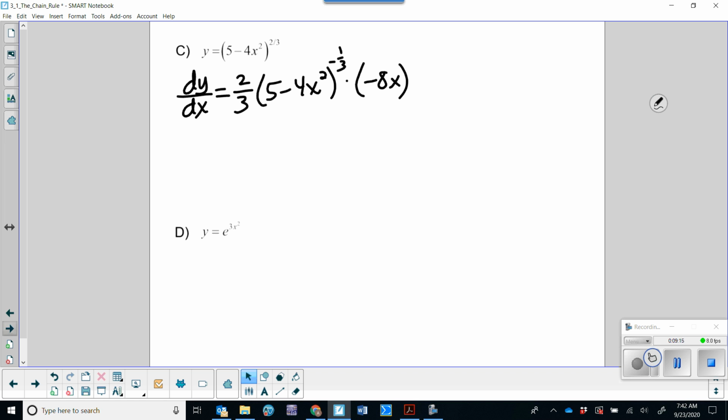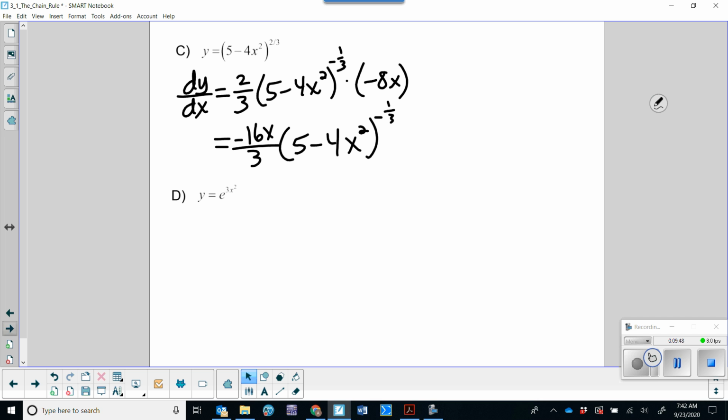I would say all of those words to help yourself. So power in front, leave everything alone, lower the power by 1, times the derivative of the inside. And then again, just clean things up a bit. So I'm just going to have -16x over 3 times 5 minus 4x squared to the -1/3. And again, if you want to put that in the bottom, you can, but I'm close enough to match something, leave it alone. Okay, so let's look at D.